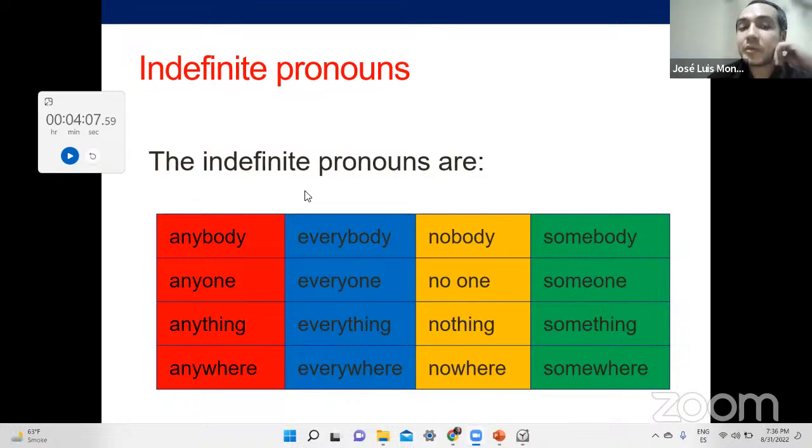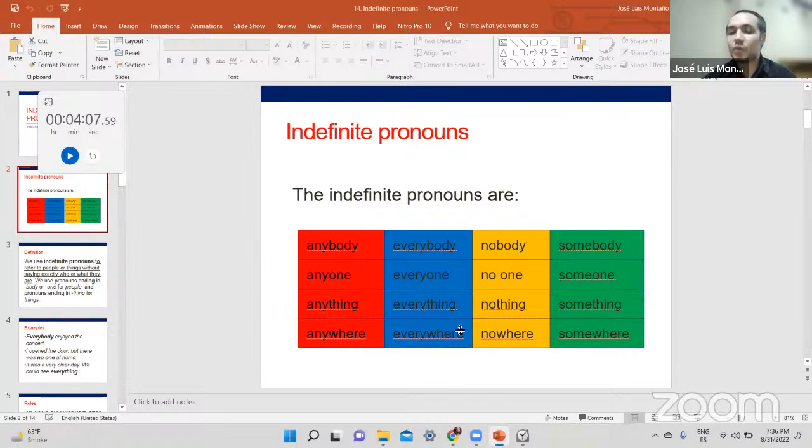Great, thank you. And again, remember, this is only an introduction, okay? It means that I'm showing you what you need to understand next class to know when to use any, when to use every, when to use no, and when to use some. Okay, there are some grammatical rules that you need to know to use those words.